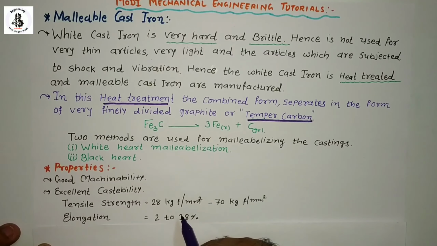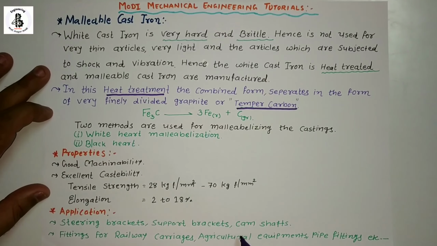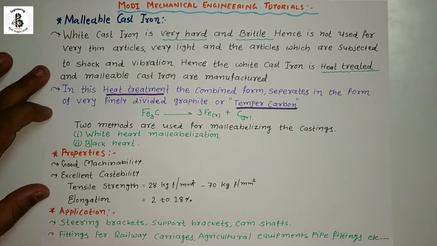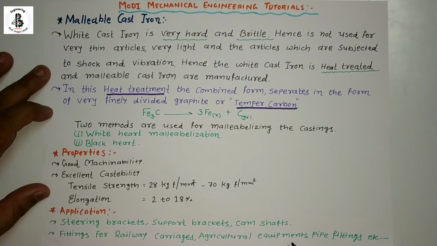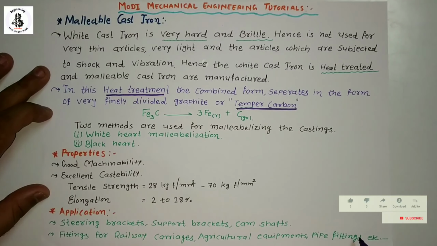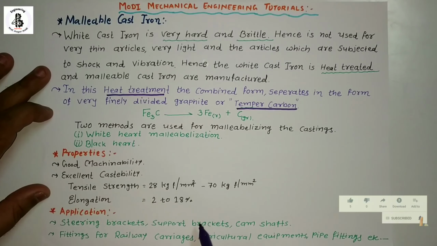Now we will discuss the applications of malleable cast iron: steering brackets, support brackets, various camshafts, fittings for railway carriages, agriculture equipment, pipe fittings and many more. So that is all regarding malleable cast irons.